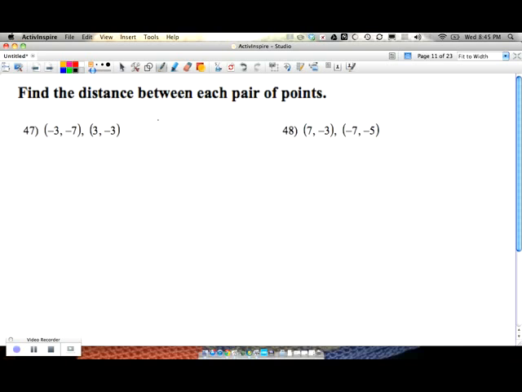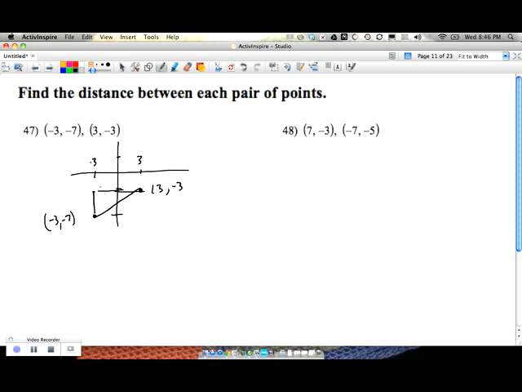All right, find the distance between each pair of points. One of these I'm going to do with a picture. The other one I'm going to do algebraically, like we did before with the midpoint. So in this picture, I have -3, -7. There's a point down here. -3, -7 is where that point is. And it goes up to 3, -3, so about here. This is at 3, -3. So we have this diagonal line here.